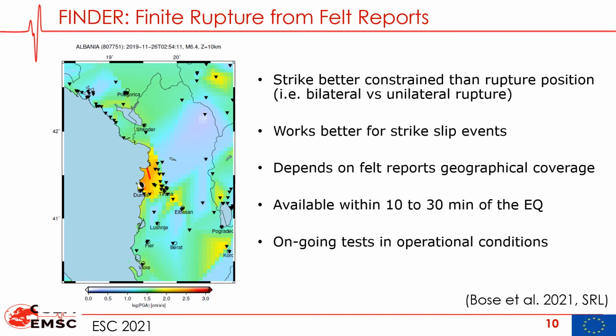Another development has been made with Maren Bose at ETH in Zurich. She has developed Finder. Finder is a software which uses accelerometric data to rapidly determine the rupture geometry of large earthquakes for early warning systems. So accelerometric data were replaced by felt reports to see whether these felt reports could help us defining the strike, length and position of the rupture, which is absolutely key for rapid impact assessment. And it works, especially for strike slip events. We are currently ongoing tests in operational conditions. There are more results presented here in a poster for the Haiti earthquake.